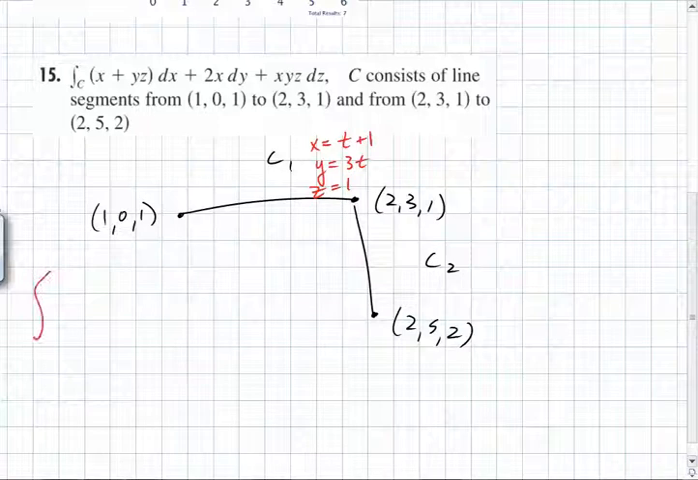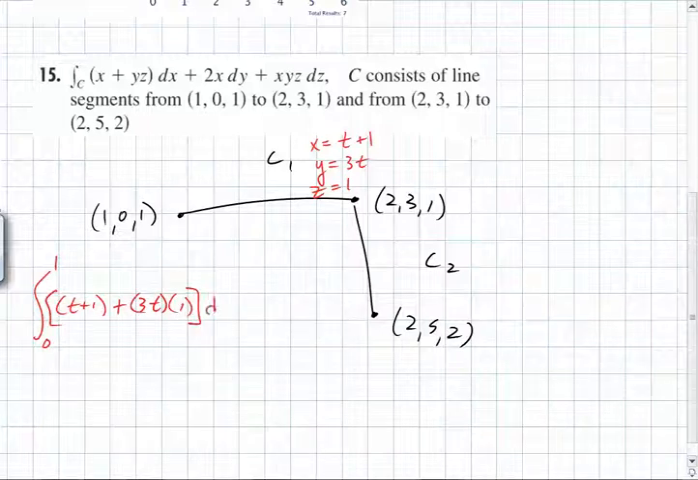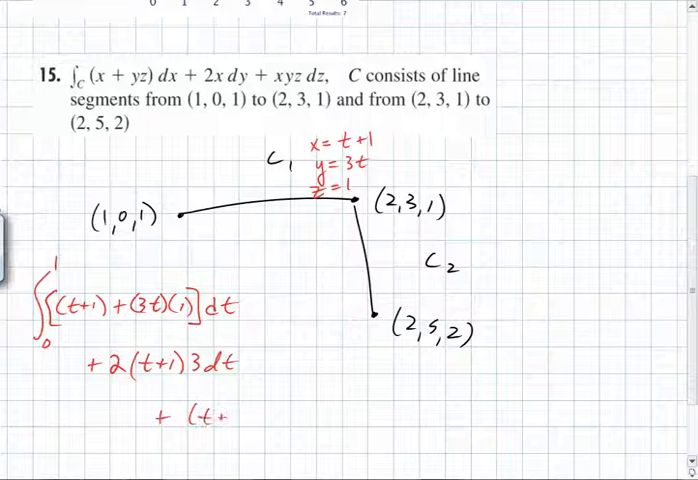So we're going from time equals 0 to time equals 1 of t plus 1 times, oh, sorry, plus 3t times what? Times 1, right? And what's dx going to be? dt, right? And then what are we adding to this thing? 2 times t plus 1, and it's going to be what, 3 dt? Is that correct? Plus t plus 1 times 3, I got to write that fully.